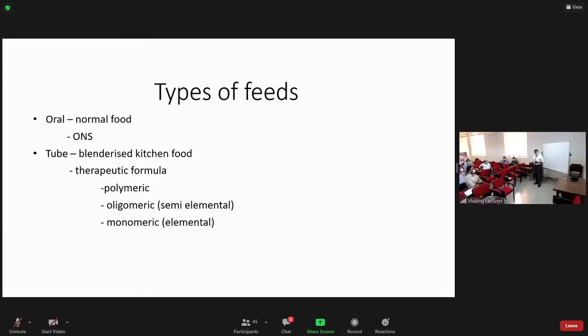So, these therapeutic formulas we can divide into three: polymeric, oligomeric, and monomeric. Polymeric contains large molecules like protein. Oligomeric or semi-elemental contains partially digested particles like peptides, and if you consider fat, MCT is there. And monomeric is called elemental, amino acids, very small molecules. But this elemental formula is not available in Sri Lanka. Next slide, please.